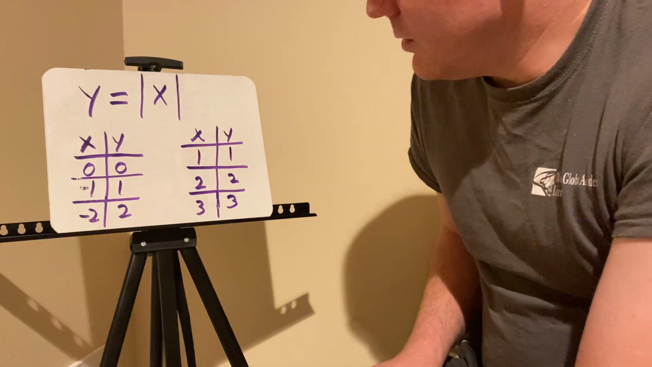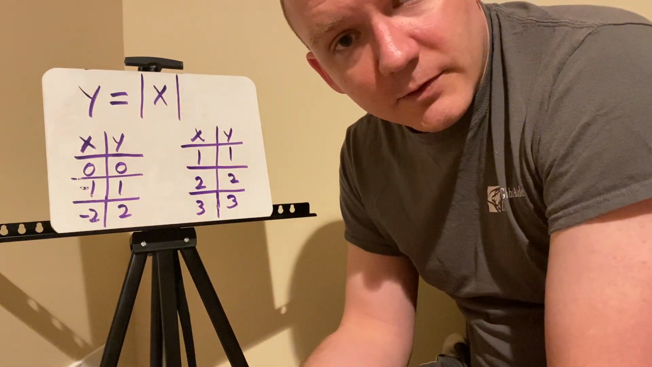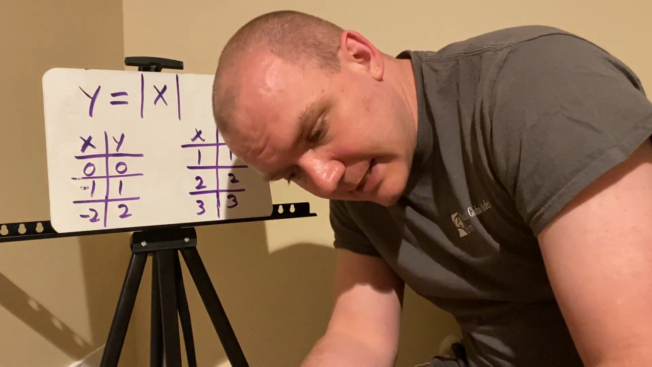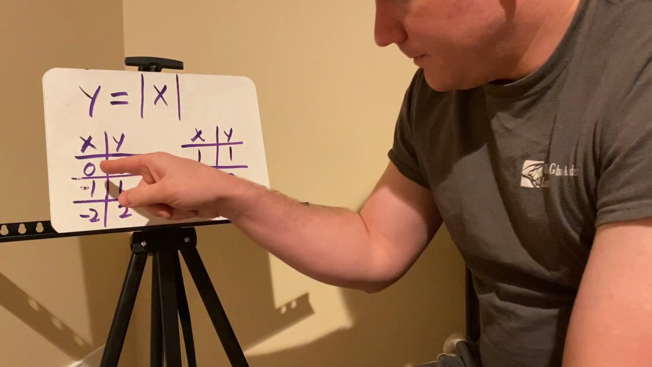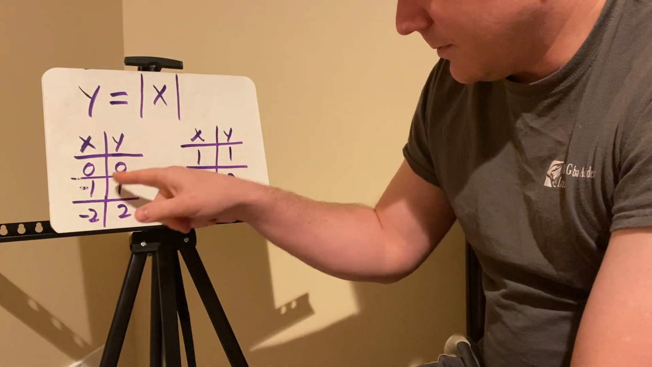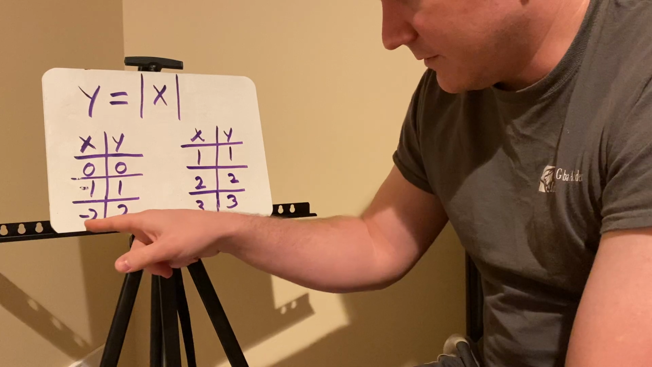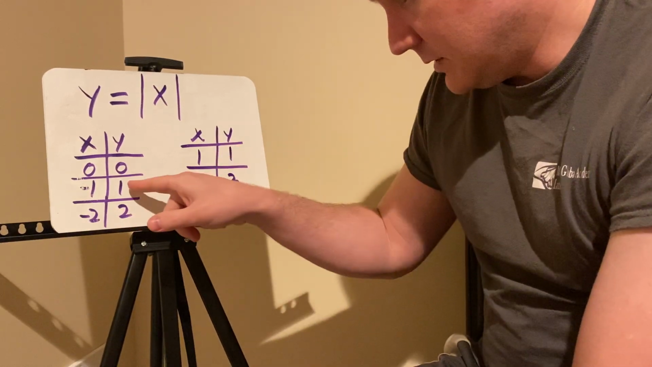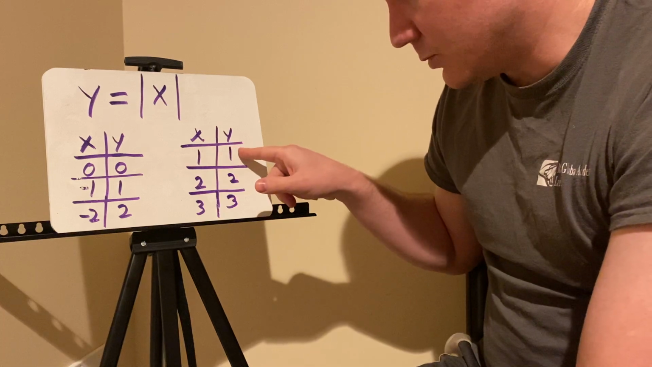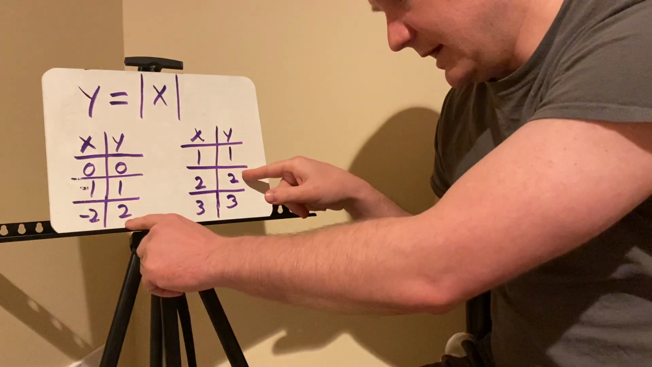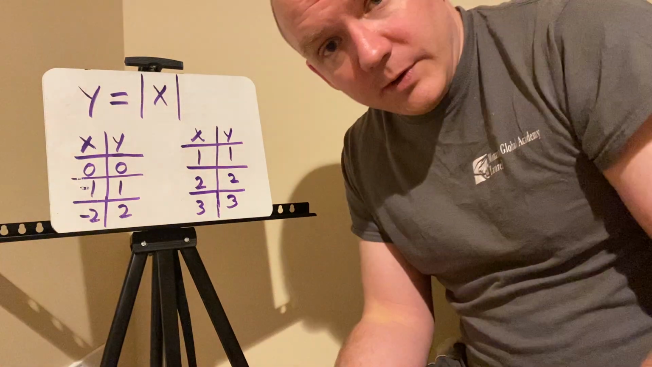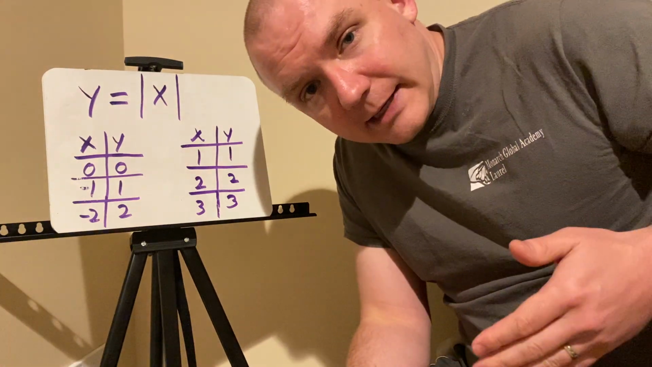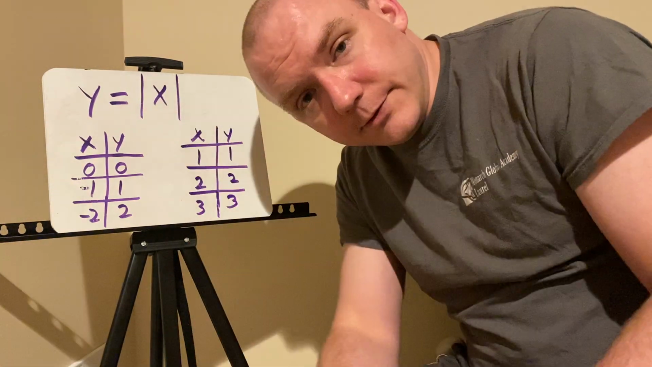In this case, if you were to just start putting in points for x, substituting in values of x, and then coming up with your y's, if x is 0, y is 0. If x is negative 1, y is 1. If x is negative 2, y is 2. If x is 1, y is 1. So you can see that you're going to have two places in which y is 1, y is 2, and so on and so forth. What this is going to create is a vertex and a V-shape graph.